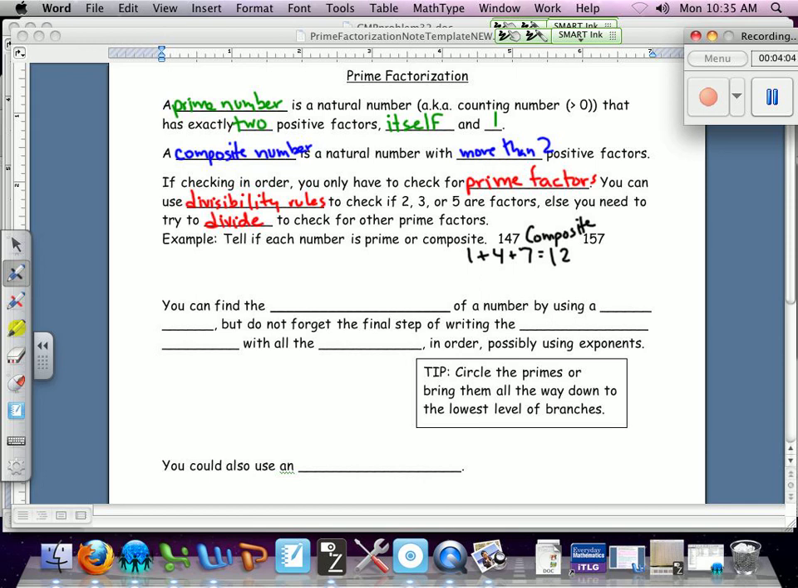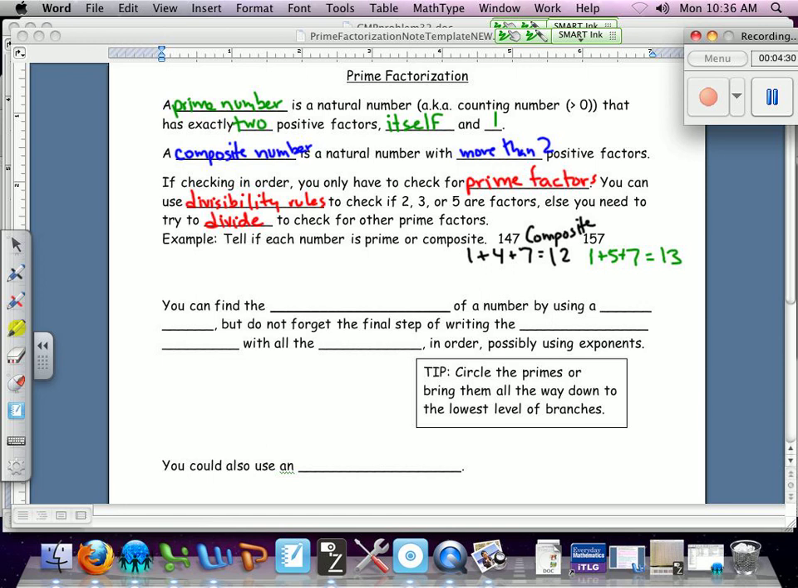Now when you get to 157, a lot of people again want to automatically jump to prime. And you've got a 50-50 chance of getting it right, so that's why you have to show your work. So here I would say 2 doesn't go into it evenly because it ends in a 7. For 3, I would do 1 plus 5 plus 7, that's 13. 3 doesn't go into it evenly. 5 doesn't go into it evenly, but now I have to actually do some division to check other prime numbers.